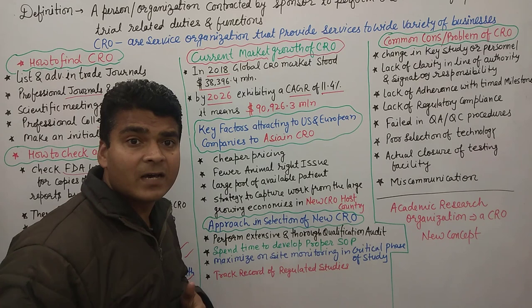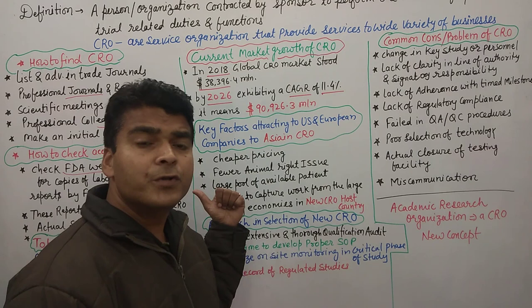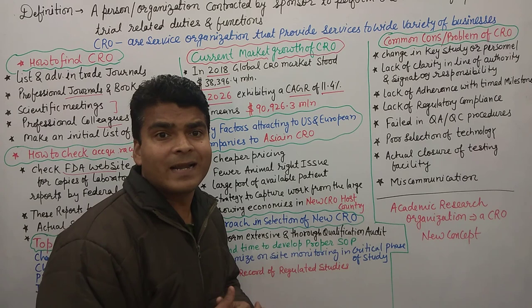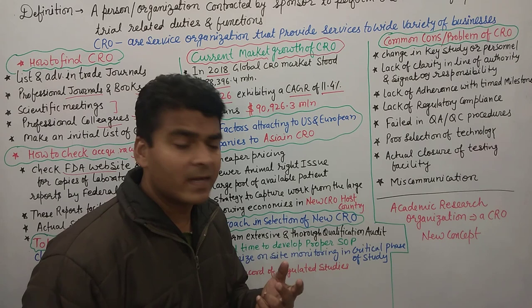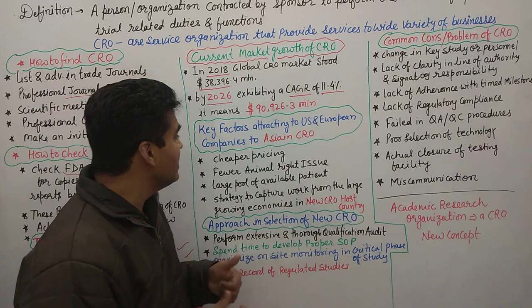Then what are the key factors attracting US and European companies to Asian CROs? Initially, as I told you in the history, CROs were available in the US and European countries, but nowadays new CROs are booming in the Asian market. Two important markets are India and China, and Japan is also another market. But India and China are booming too much. So why are US and European companies attracted to these sites? There are some points. One of the most important points is the cheaper pricing in both of these countries.